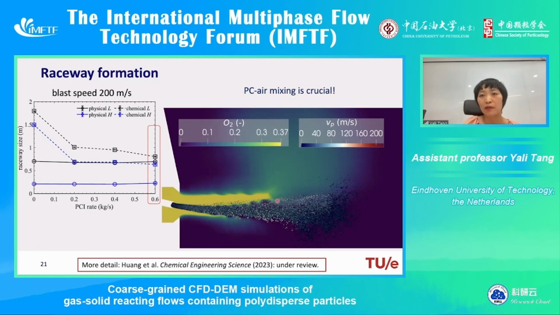Yeah, by the way, these findings indicate that the mixing between the coal particles and the oxygen or the air is very important. So we need to develop strategies to enhance this mixing. For instance, we can also enhance the turbulence level of the blast gas. That's a possibility.